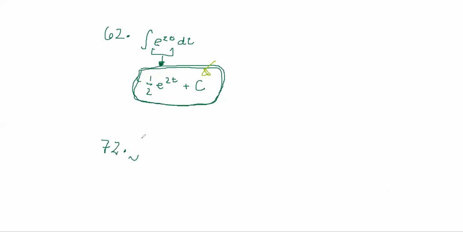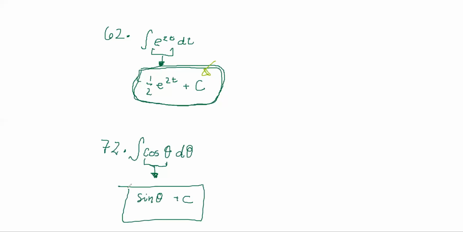Cool. 72. We're going to do cos theta d theta. We're going to find the antiderivative of it, which is going to be sine theta plus c. Ta-da! So these are our indefinite integrals.